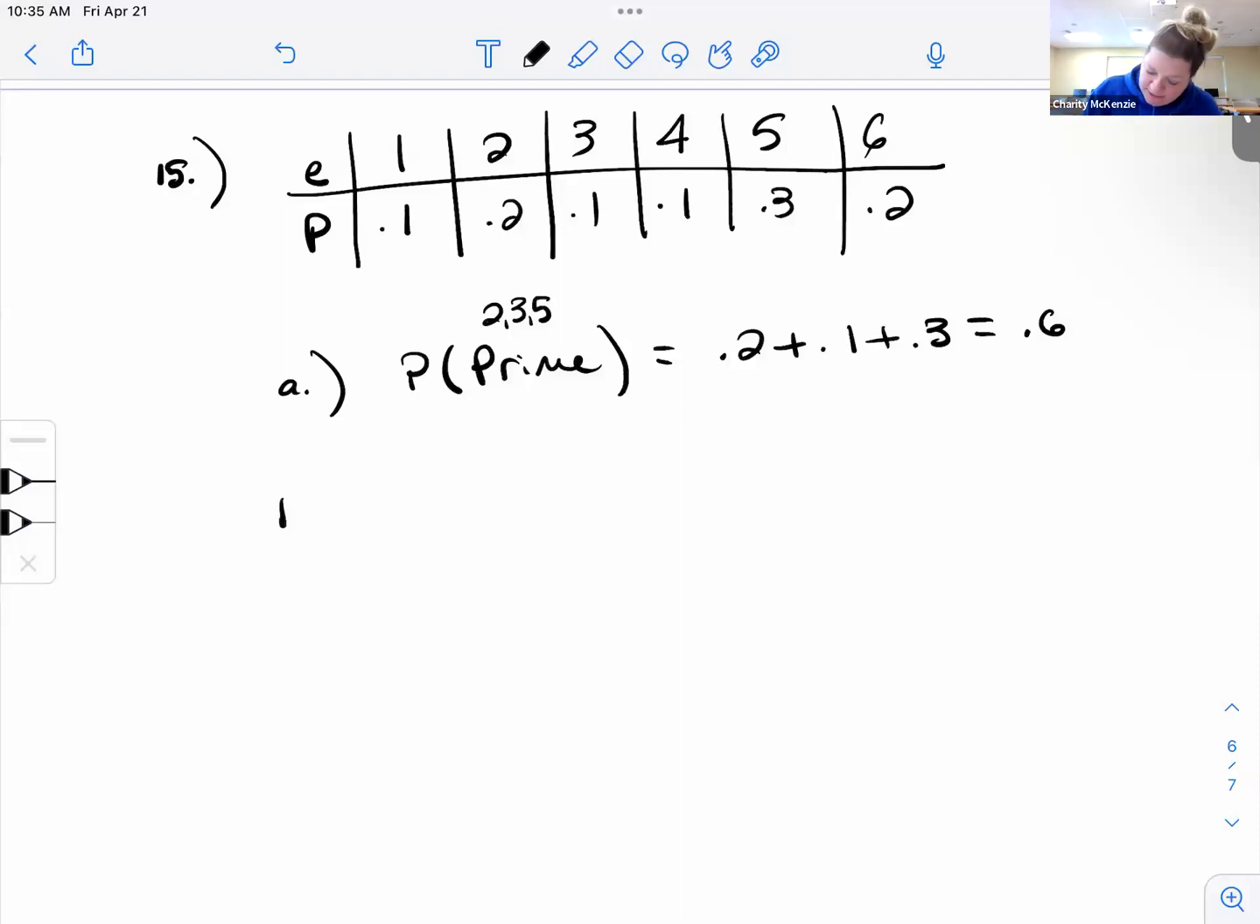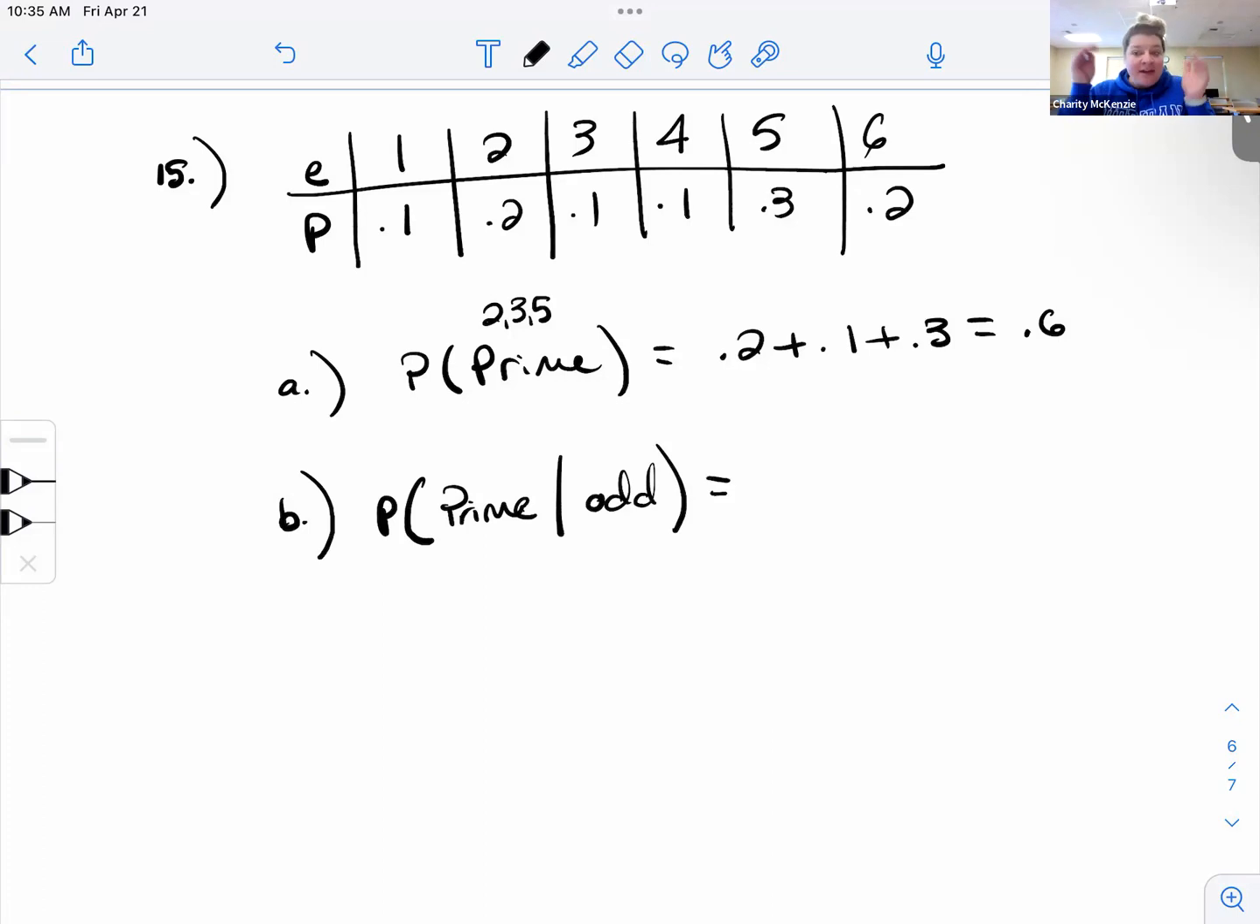Okay, here comes a harder one. What's the probability of a prime, given you have an odd? So this is our conditional. We have to find where they both are, prime and odd, right? Where are they both located?